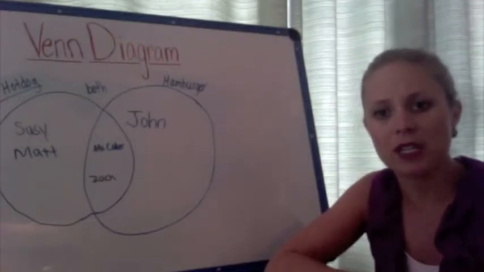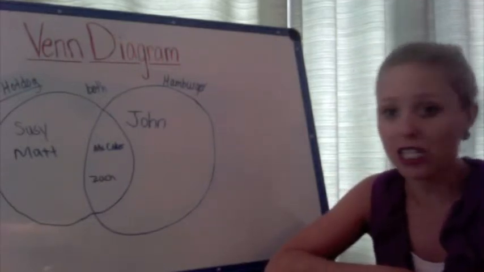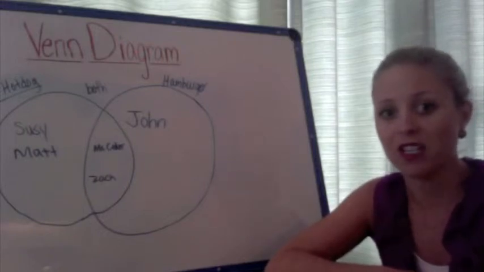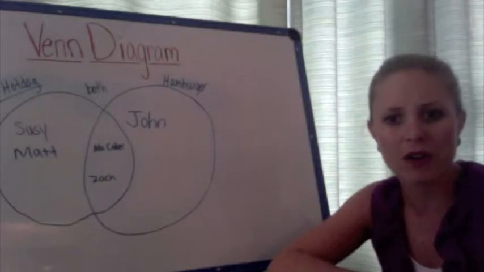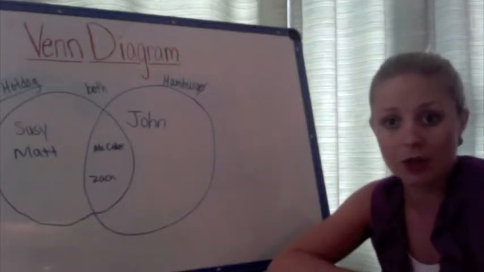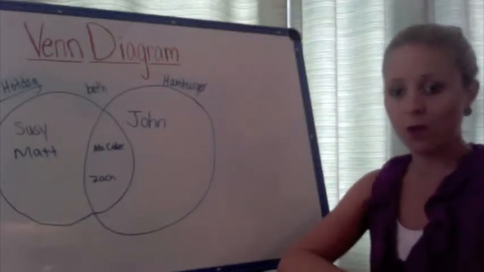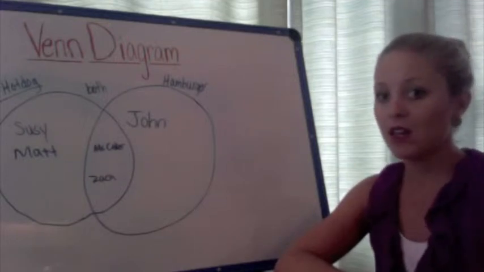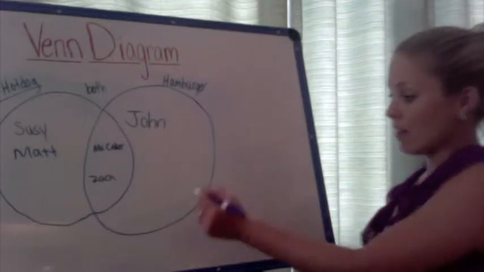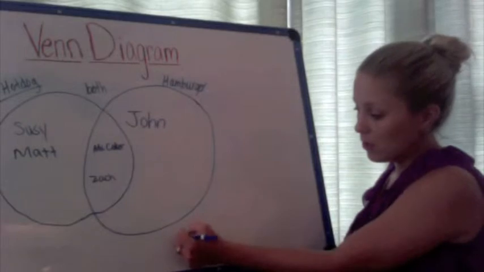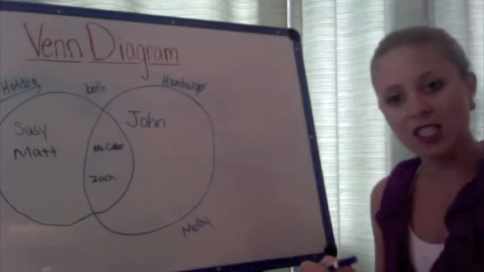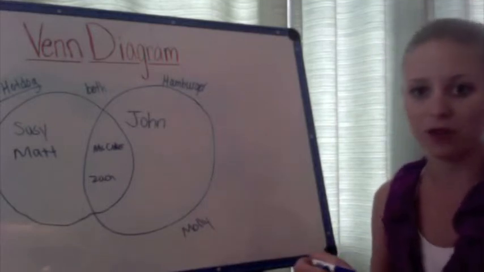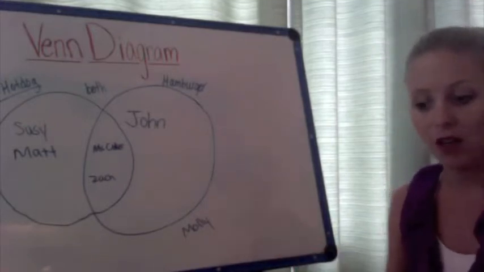But I have a question. Molly said she doesn't like hot dogs or hamburgers. She doesn't like either of them. What would we do with her name? We gotta include her because we don't want to leave anyone out. We want all of our friends to be included. So what you do is you add their name down here. So we'll put Molly over here. She doesn't eat either, so she doesn't have to go in the circles, which is okay too. All right?